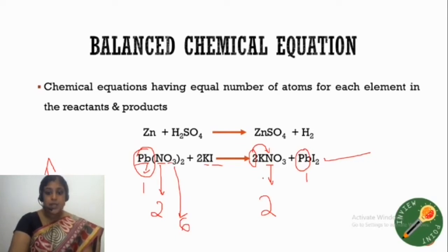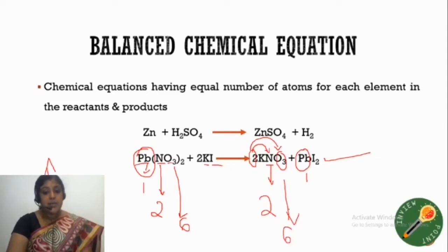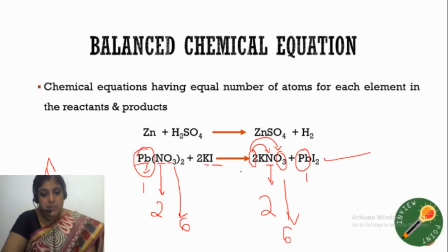Then here in the product side, you can see it is KNO3, but it is 2 times KNO3. So multiply this 2 with 3. Then you'll get how many oxygen atoms? It is 6. So the number of oxygen atoms in the reactant side and product side are equal. Then what are the remaining elements? It is potassium and iodine.